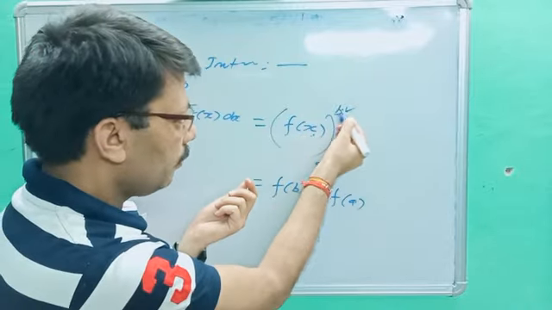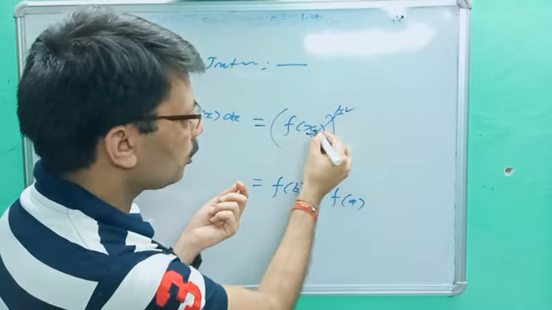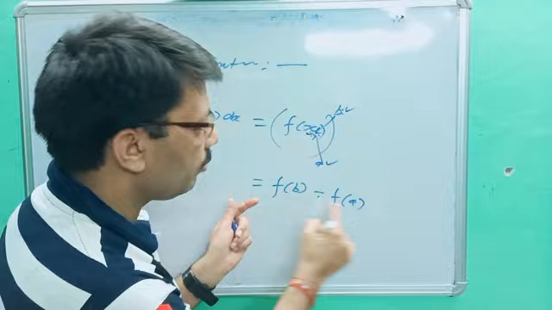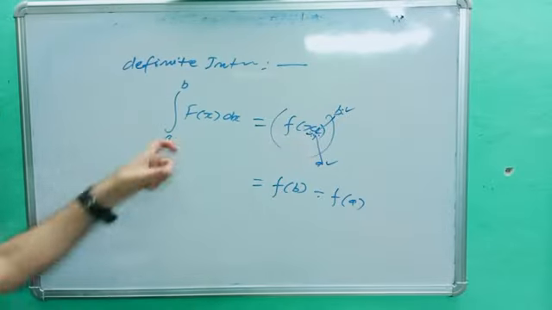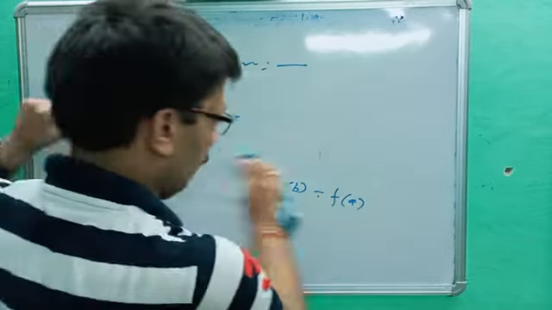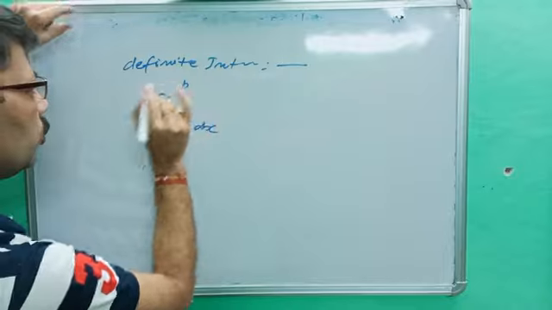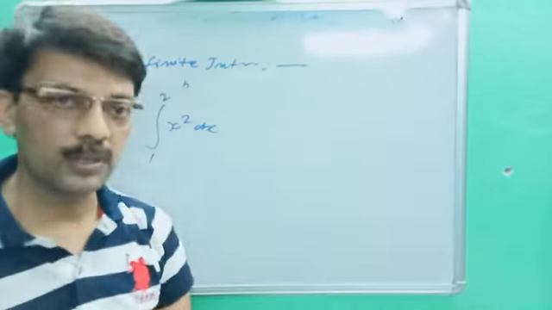So F(b), in the place of x you will put b, and with the minus sign you will put what? a. It will be F(b) minus F(a). Okay. So this is the conceptual point. Now one example I will put in front of you. Let's suppose you are given x square dx with limit from 1 to 2. Okay. This is the question for you.